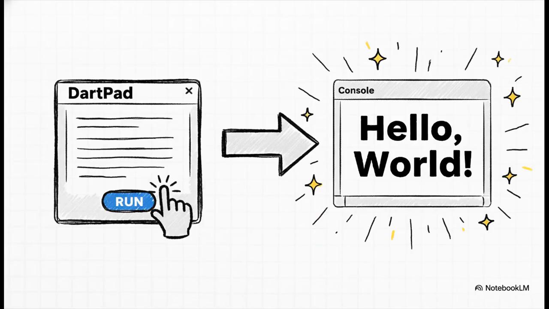Now, find that blue Run button and click it. And would you look at that? Over on the right, in that box we call the console, you should see Hello World. You did it! You just wrote and ran a real computer program. Seriously, take a second and let that sink in. That is a huge first step.